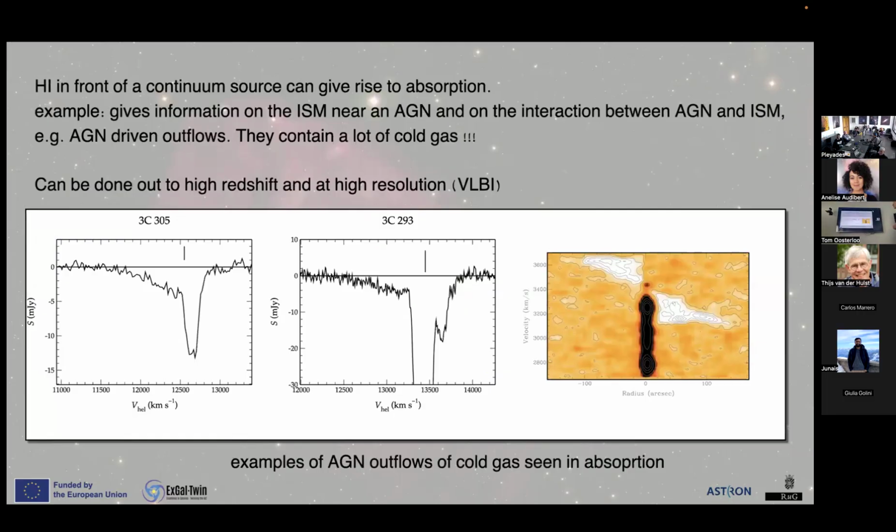I also want to mention absorption. Absorption, of course, in principle, you can detect at very high redshift, as long as there is a continuum source that's bright enough. And also, in principle, at very high resolution, say tens of microarcseconds, but it's only absorption: cold gas that's in front of a bright radio source. This is an example of an HI outflow driven by the AGN. And in principle, you can do that at very high redshift.